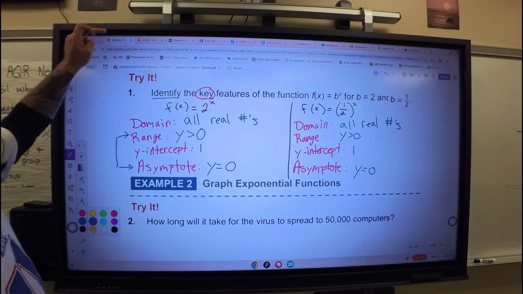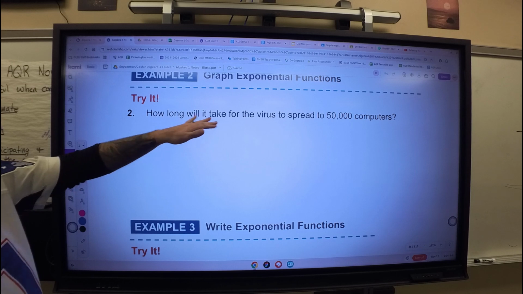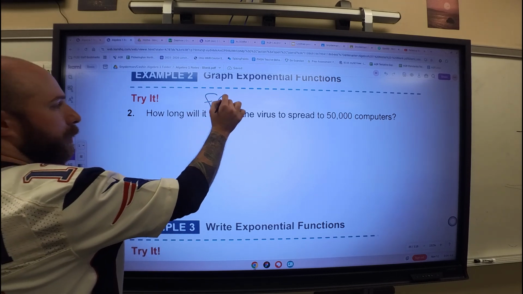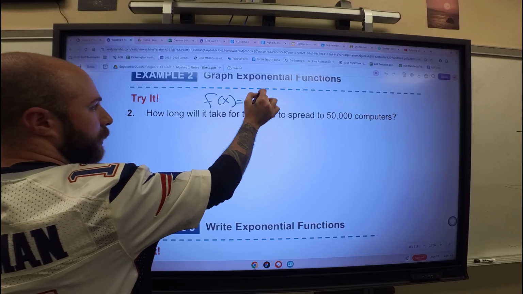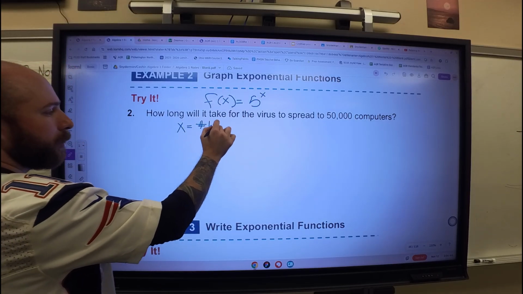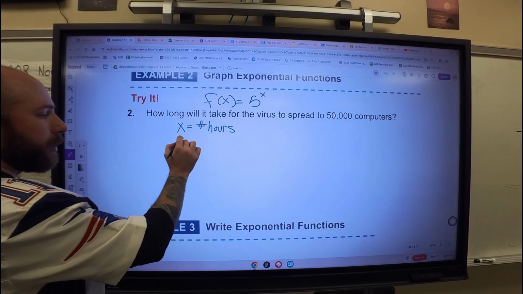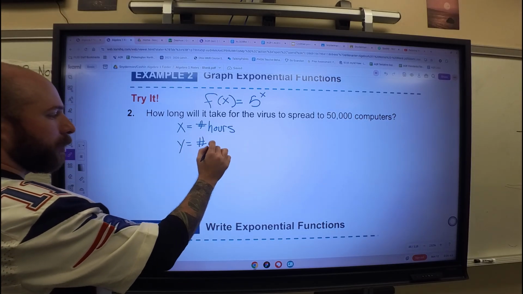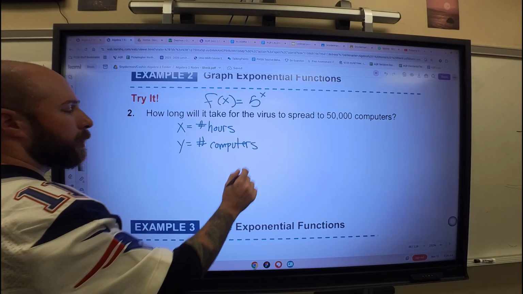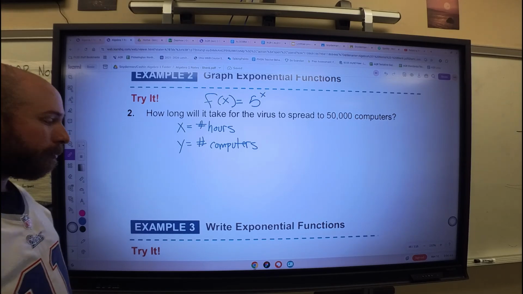All right. Let's keep going. All right, now number 2, I don't have all of it written here, but it tells us we have the function f of x equals 5 to the x. It says x is the number of hours that it takes for a virus to spread to different computers, and it says y is the number of computers that that virus is infecting. And it says how long will it take the virus to spread.